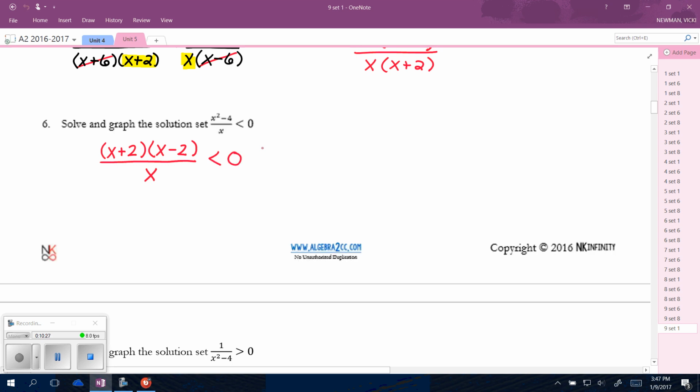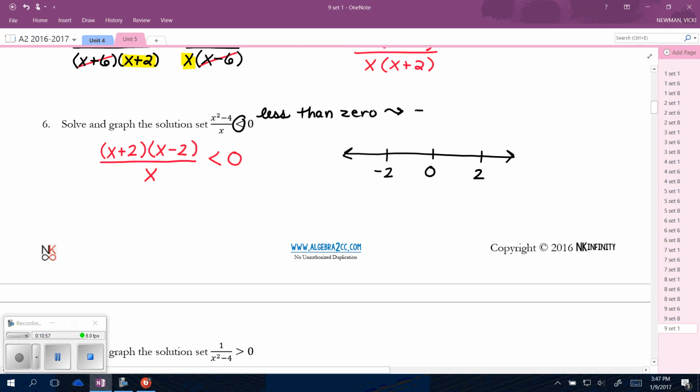Okay, identify critical values. What numbers would make the numerator 0? X equals negative 2, x equals positive 2. And what number would make the bottom 0 if x were 0? So put the 0 in between there. This says less than 0, which means we're going to shade the negatives, okay? And it means we do not fill in the circles. We do not fill in the point.